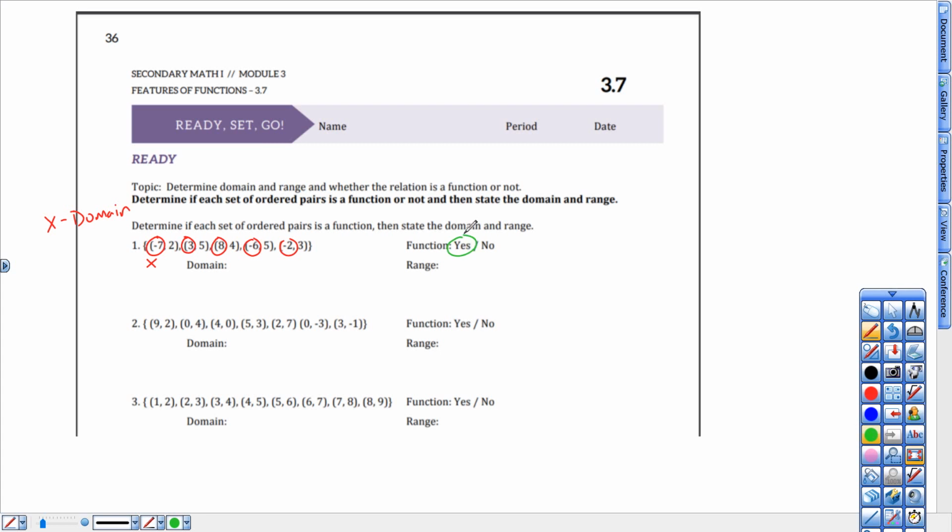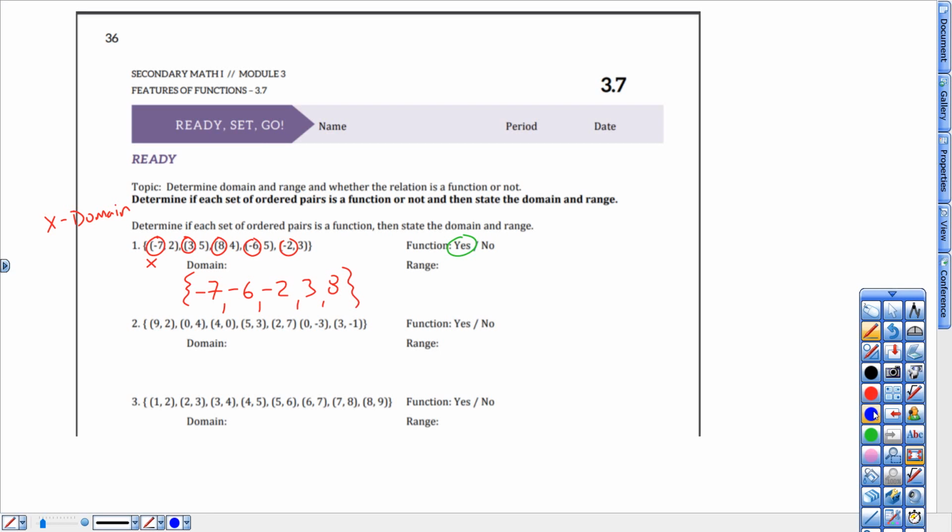The first random word is cat. Cat. If it wants the domain, I'm going to list all of the x values. So I'm going to list that from least to greatest. Let's go -7, then I got -6 in there, and then I got -2, then I got 3, then I got 8. Usually listed in order from least to greatest. I will not mark you if you don't, as long as you put those x numbers in there.